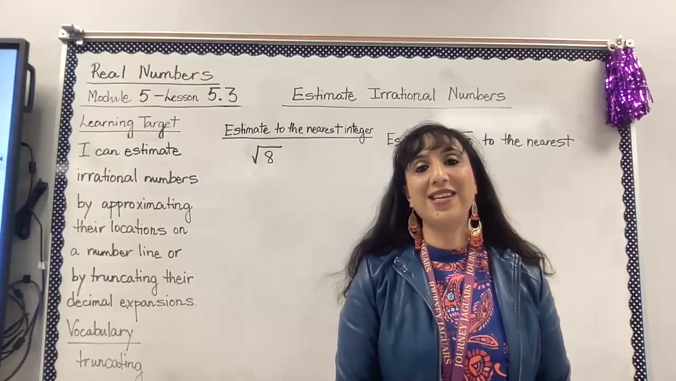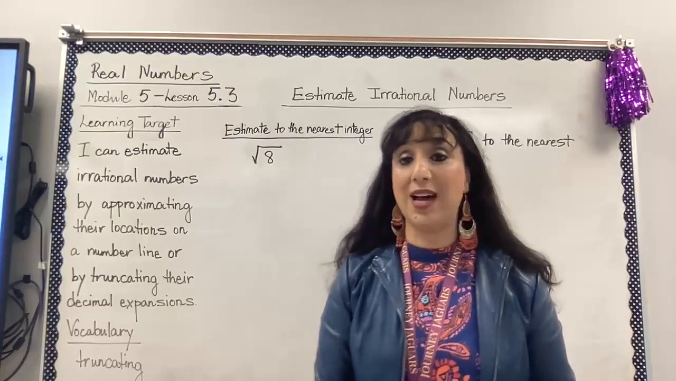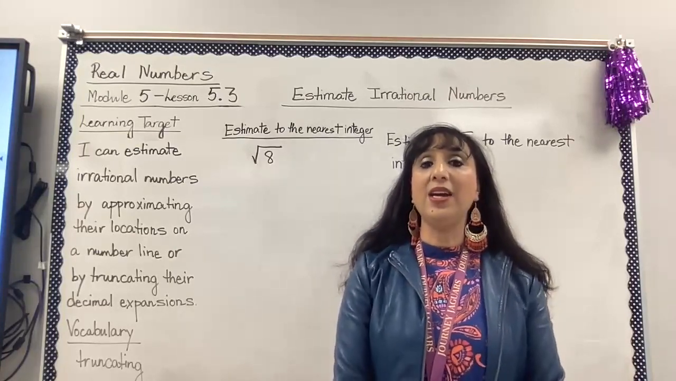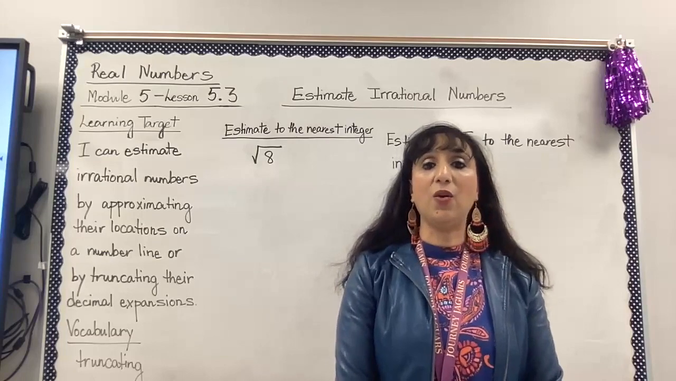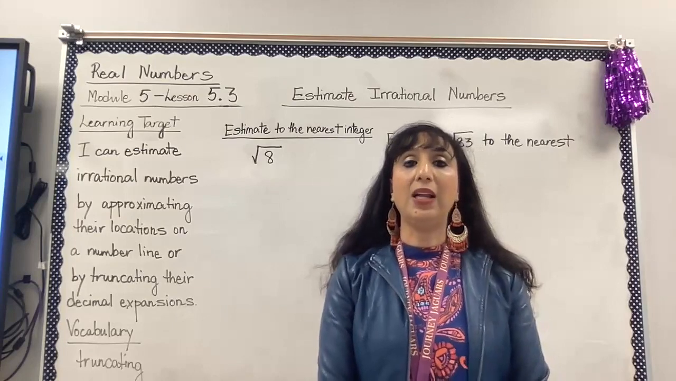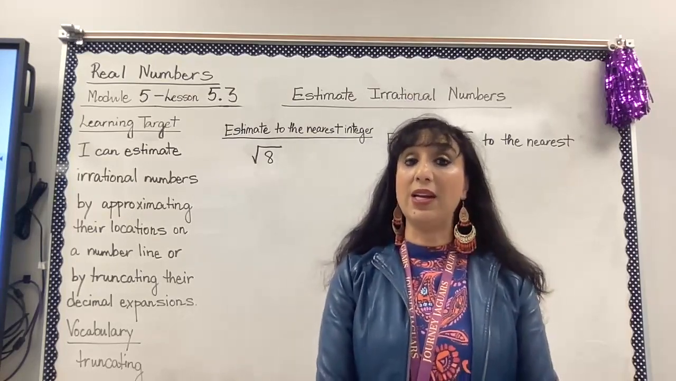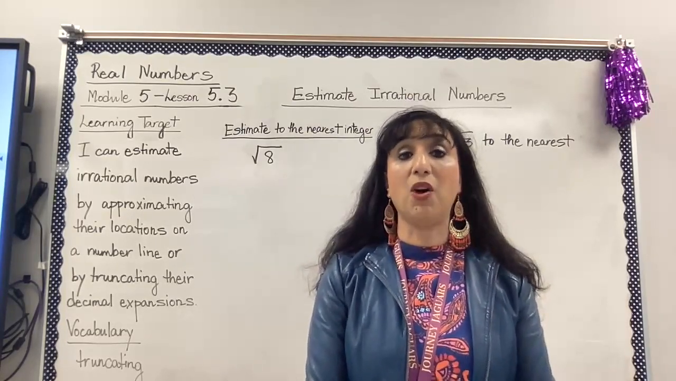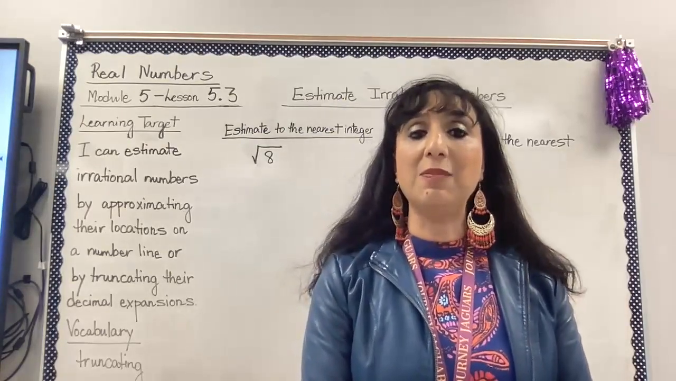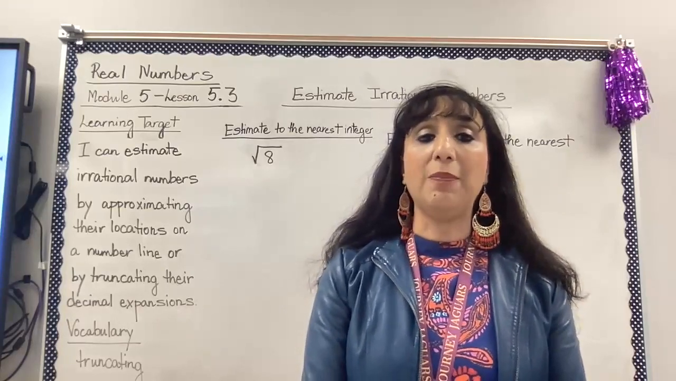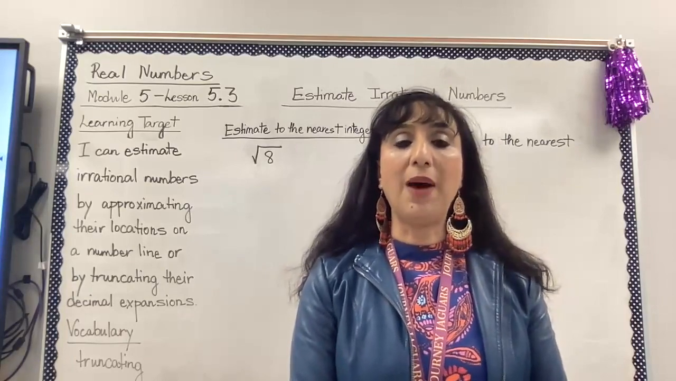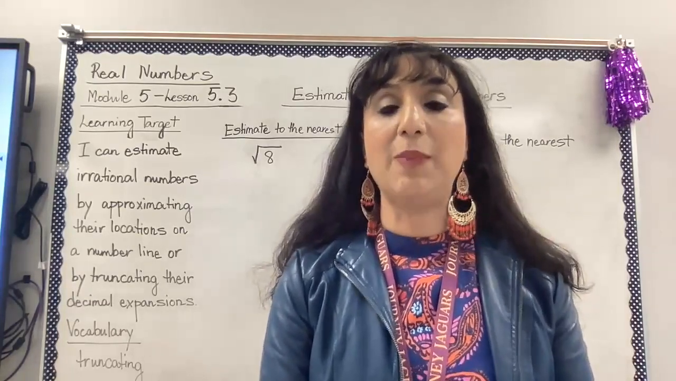Doing the next lesson under real numbers, which is our unit, is going to be estimating irrational numbers today. And we are going to estimate irrational numbers to the nearest integer. And our learning target, again, this one is going to be in module 5. This is lesson 5.3. And our learning target is I can estimate irrational numbers by approximating their locations on a number line or by truncating their decimal expansions.